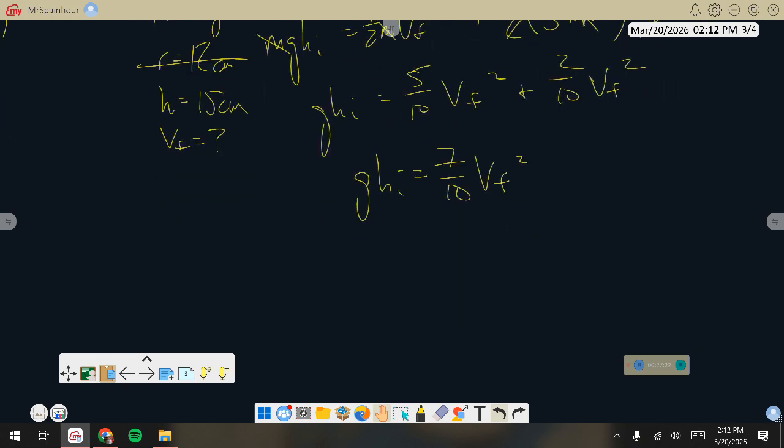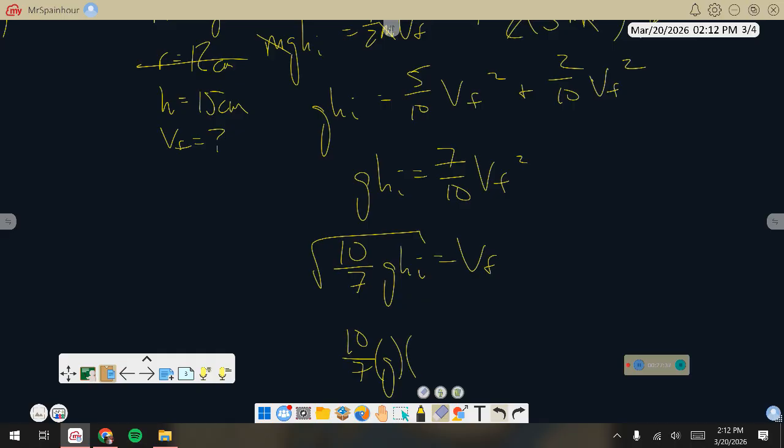How do you move the fraction to the other side? You can divide or preferably just reciprocal, 10/7. 10/7 GHI is equal to velocity final squared. So square root both sides. And here we go. 10/7 times G times 0.15 meters, the square root of the whole thing. 10 divided by 7 times 9.8 times 0.15, square root the whole thing, 1.45 meters per second.